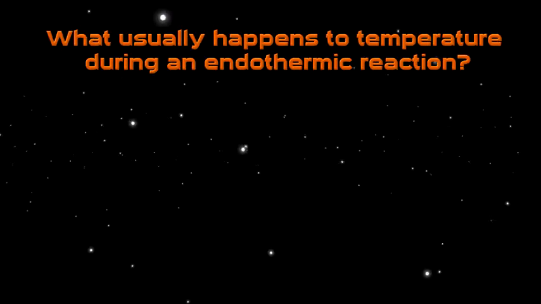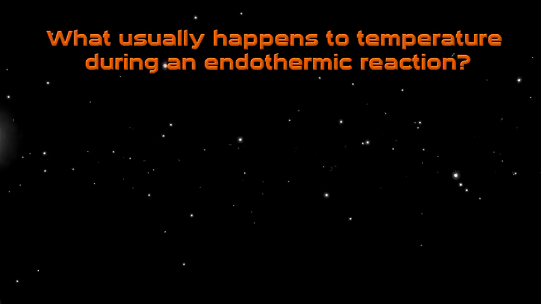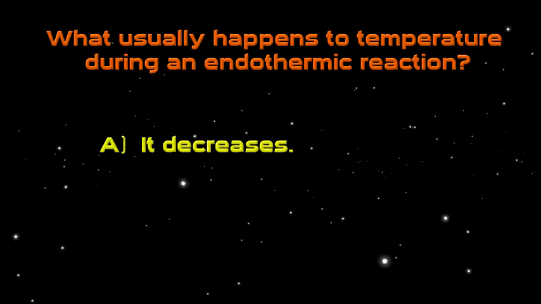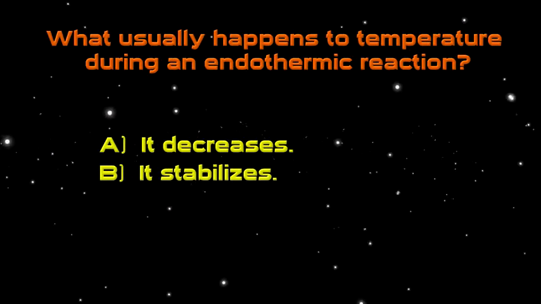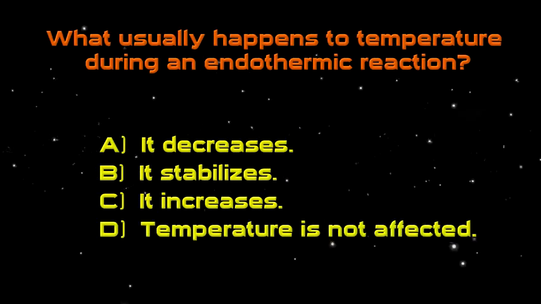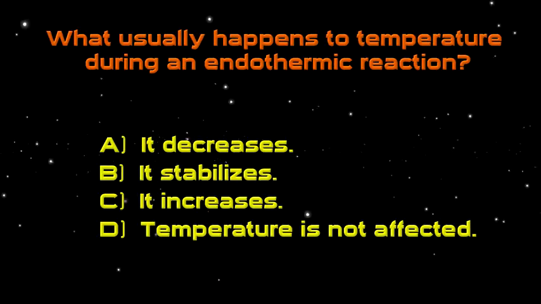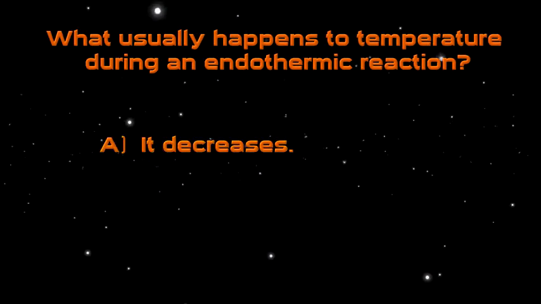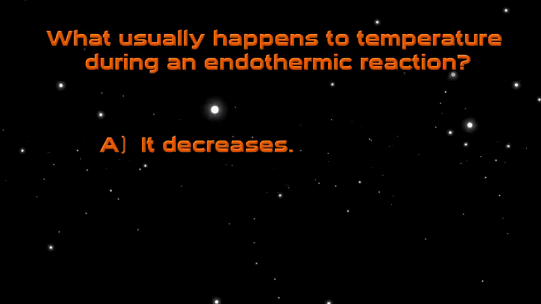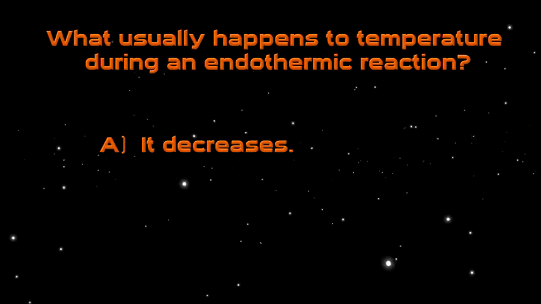Here's question 2. What usually happens to temperature during an endothermic reaction? A. It decreases. B. It stabilizes. C. It increases. D. Temperature is not affected.